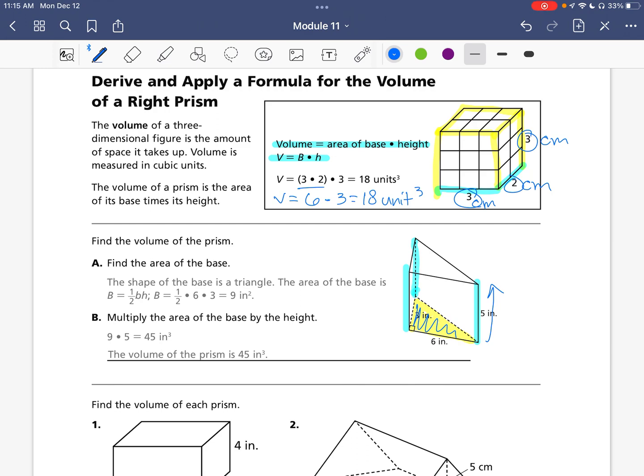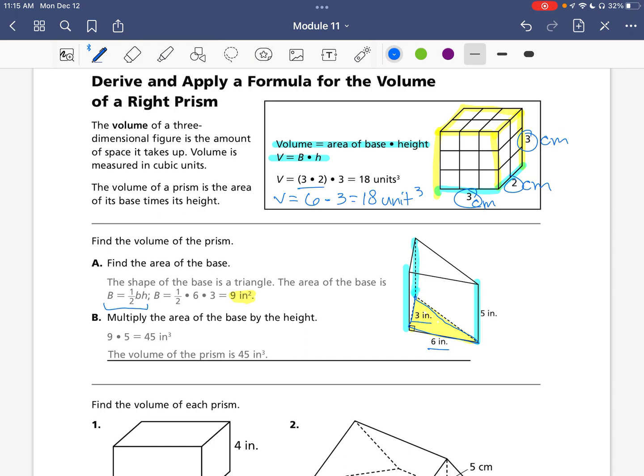So what we have here is our base is, again, a triangle. So we're doing base equals 1/2 base times height, which is the formula for the area of a triangle. And then we have 6, our base, times our height. And in total, for our highlighted area in the yellow, we have 9 inches squared. Because again, we're just talking area. We're just talking about this shape right here as if it were flat.